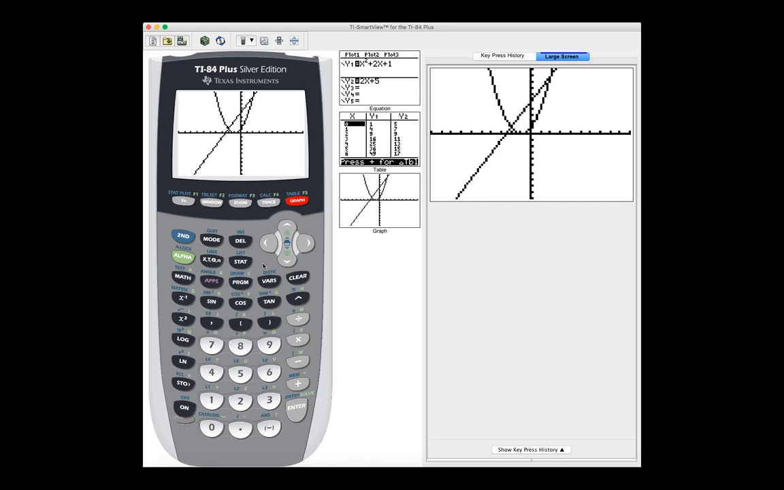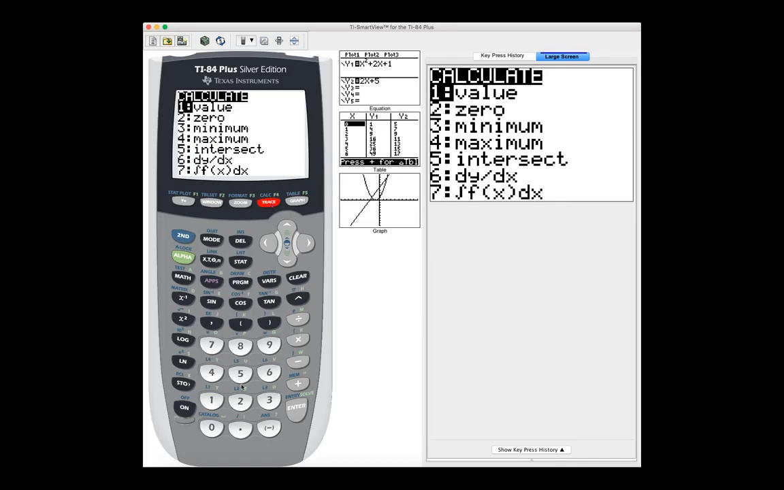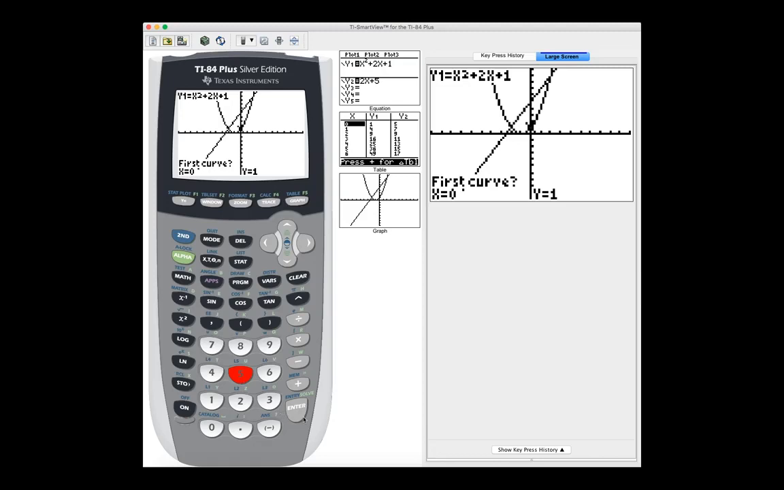So now we're going to find the intersection points, which is second, the trace button, which is calc. 5 is intersection. First curve, hit enter. Second curve, hit enter. Guess, and you're going to scroll close to the intersection point that you want, which will be the top one. You hit enter, and you get 2, 9. So it gives you both the x and the y value.